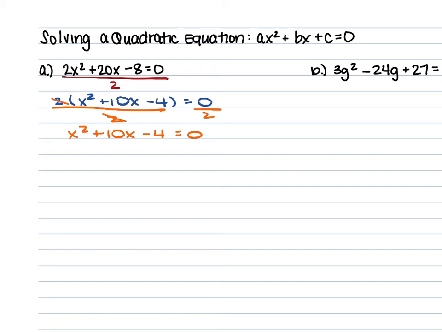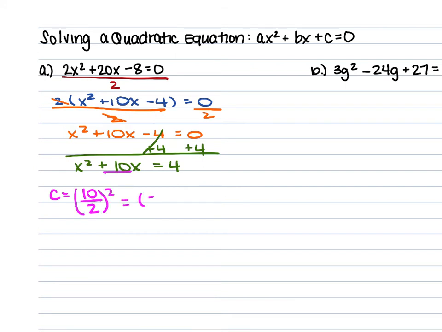From here, move your current C term to the other side of your equal sign to get your a and your b by itself. So we're going to add the 4 to each side. This gives us x squared plus 10x is equal to 4. Our b term is 10. To find our new C term, we're going to do 10 divided by 2, and we're going to square it. 10 divided by 2 is 5. 5 squared is 25. We're going to add the 25 to both sides of our equation.